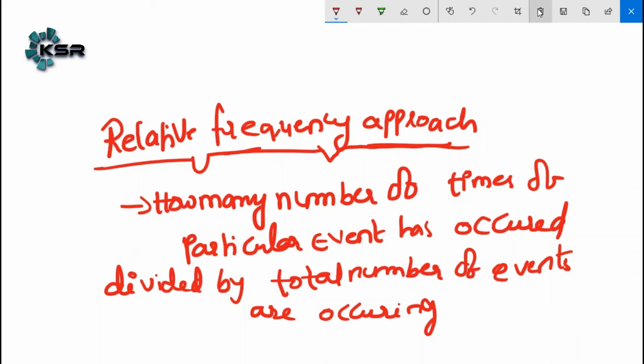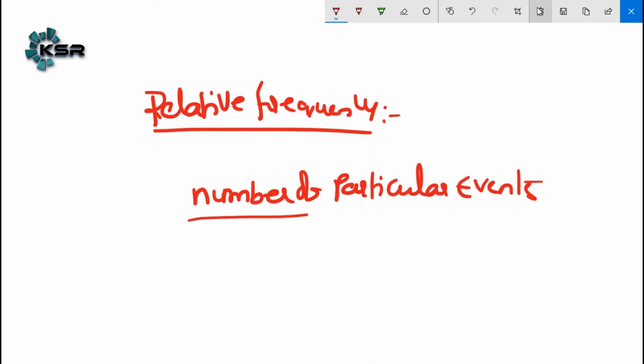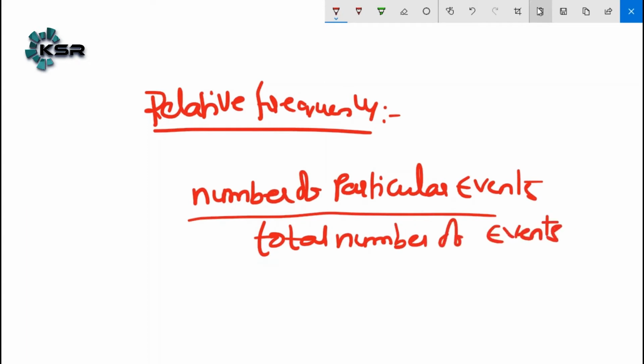Okay, clear? Here is the formula, a simple formula. How do we write it? The number of times a particular event occurred divided by the total number of events. Let me write down the formula. Okay, ready? The relative frequency formula is the number of particular events divided by the total number of events. That is the meaning of relative frequency.